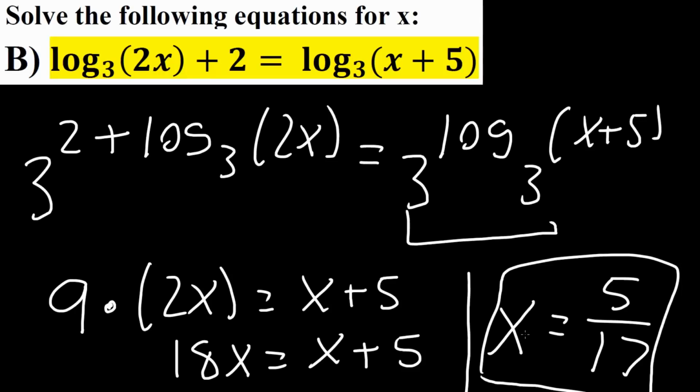However, if, for example, x was, say, negative 7, we plug in negative 7, we would get negative 2. And we can't have a log value of less than 0. It has to be greater than 0. And so for that case, we would say no solution. But for 5 over 17, in both cases, we get a number greater than 0, and so it's allowed.